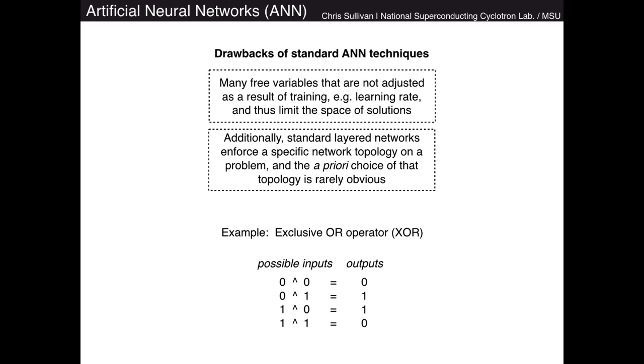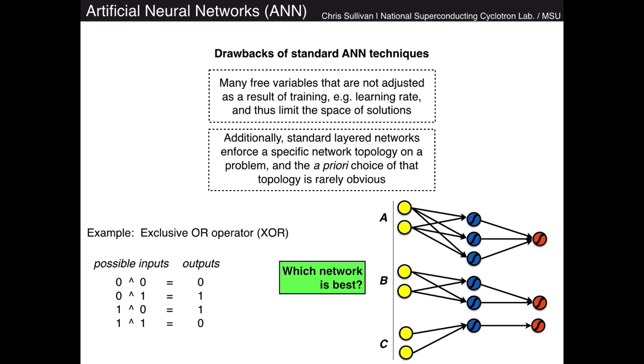In this case, I'm showing you the exclusive OR operator, or the XOR operator. The XOR operator functions in the following way. There are four inputs that you can give it. You can give it 0, 0, which produces 0; 0, 1, which produces 1; 1, 0 also produces 1; and 1, 1 produces 0 as well. And so you can see that anytime the inputs are identical, the output is 0, and anytime the inputs are differing, the output is 1.